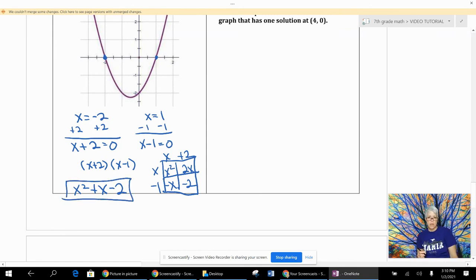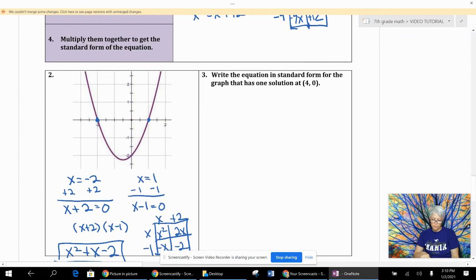Are you having fun yet? Okay, the next one, we're going to work it out, but instead of using the box method, I'm going to show you another method. It's called FOIL. All right, so let's see what this one says. Write the equation in standard form for the graph that has one solution.